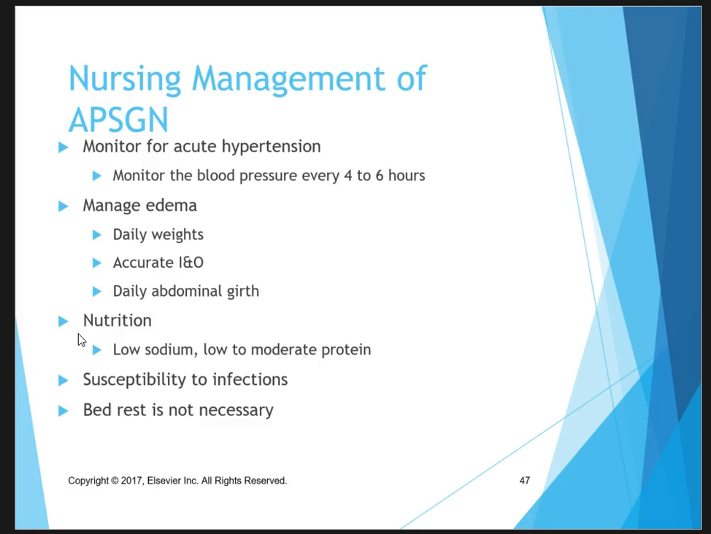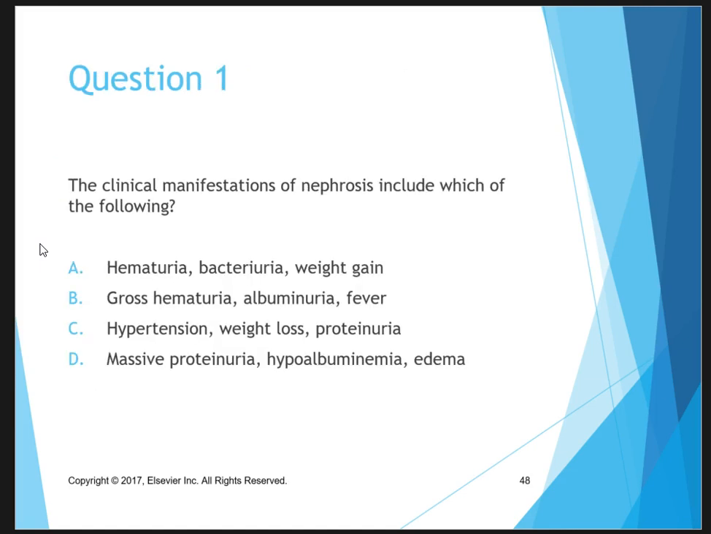So from the nursing standpoint, this kiddo is coming to the hospital. You're going to be monitoring for an acute hypertensive episode. So these kids need their blood pressures taken every 4 to 6 hours. We're managing their edema. So again, very simple pieces here, but very, very important. Their nutrition has to be modified. If they've already got edema, we want low sodium on board. If they have proteinuria, we want low to moderate protein in their diet. Bed rest is not necessary, and I think that's important because that goes along with maintaining normal growth and development as much as possible in our acutely sick kids.